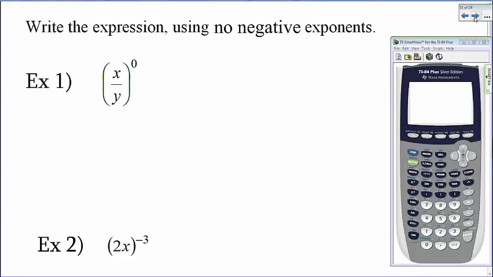Now let's look at a few examples. In our examples, we are asked to write the expressions with no exponents. In example 1, we have a result of the power rule. The 0 is distributed to both the numerator and the denominator. Because of this, we should come out with x to the 0 over y to the 0.